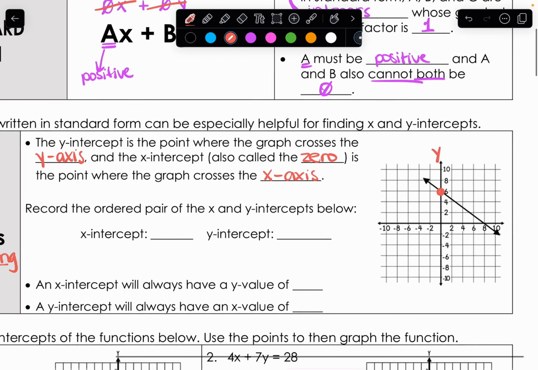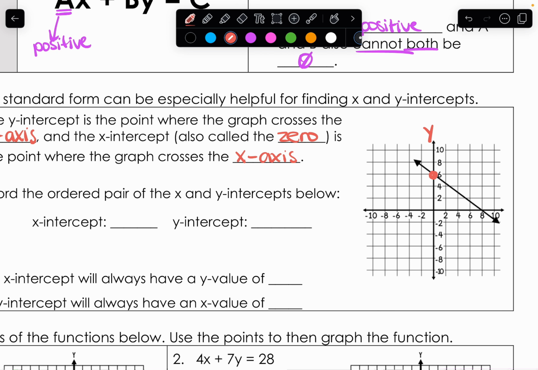Okay, so record the ordered pair of the x and the y-intercepts below. Ordered pair meaning the full x and y point. And we will be doing this for a reason. For the x-intercept, the line's crossing the x-axis at 8, 0. The y-intercept is 0, 6.